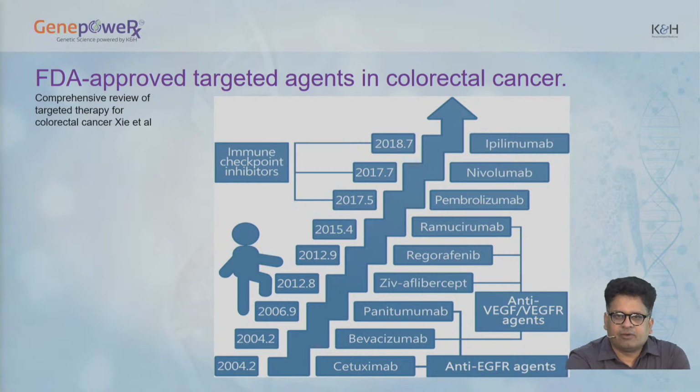So only if you have wild type, which means there is no mutation in the KRAS gene, especially in codons 12 and 13, will cetuximab work. And then there are multiple medications which started. But all these medications cannot be given blindly. We need to look for what mutation is present, and that is why we need to get it tested.